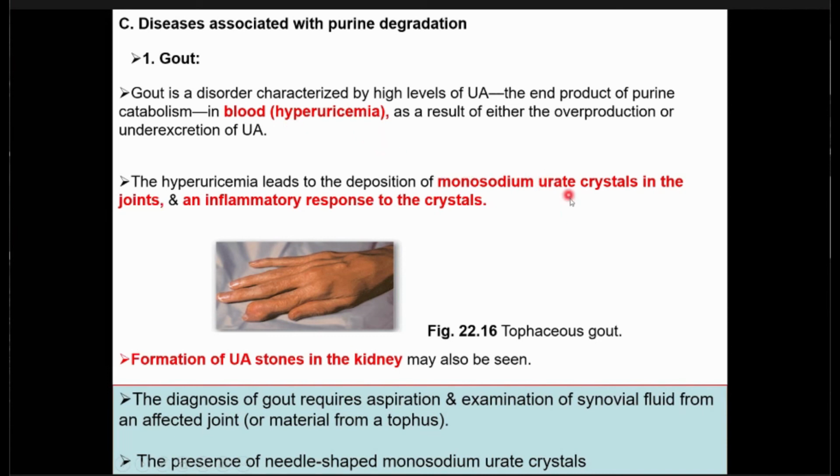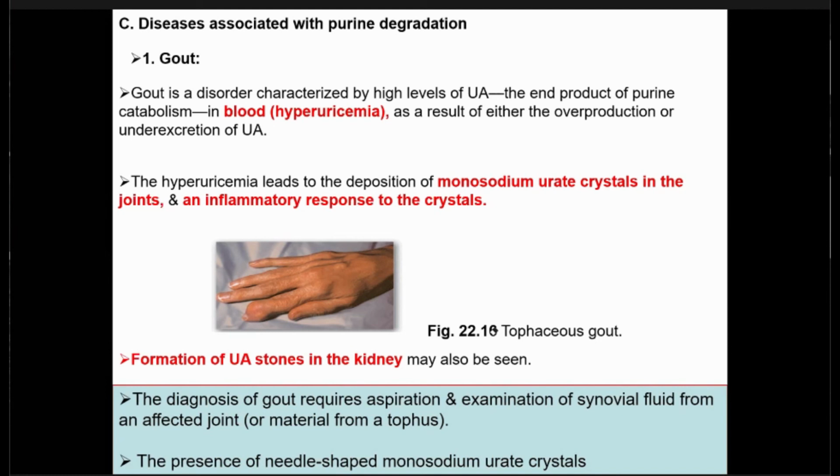This hyperuricemia will lead to monosodium urate crystals building up in the joint, and therefore an inflammatory response. Basically, people will have nodules in their fingers, or particularly in the big toe. People that have gout usually also have kidney stones.